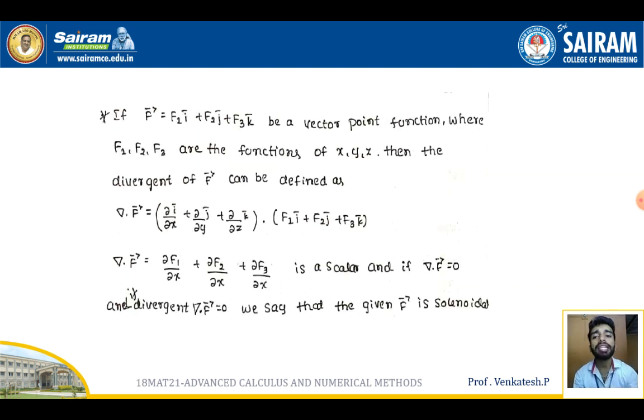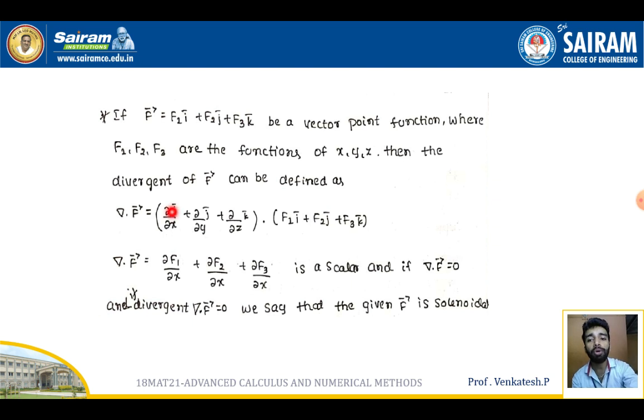Next, I'm going to consider a vector. From this vector I'm going to define what is div f and what is curl f. So if f is equal to f1 i cap plus f2 j cap plus f3 k cap is a vector point function, where f1, f2, f3 are functions of x, y, z, then the divergence of the vector point function f can be defined as del dot f. The gradient is applicable only for a scalar function, whereas the divergence is applicable only for a vector function. Okay, so this del dot f, we can call it div f also.